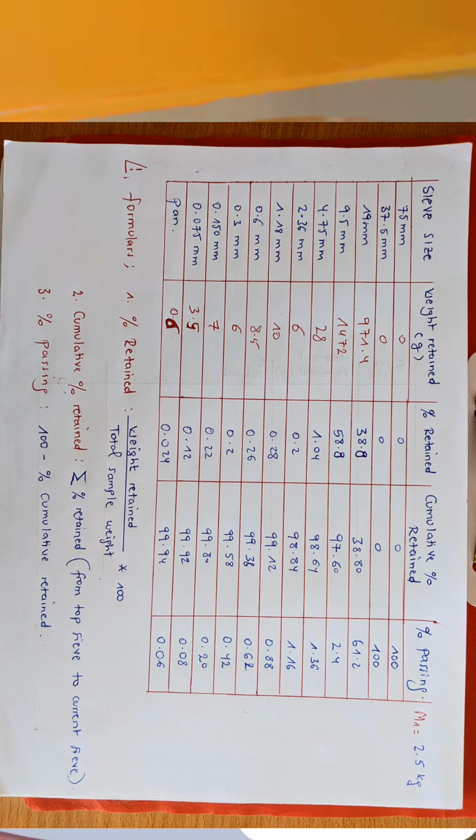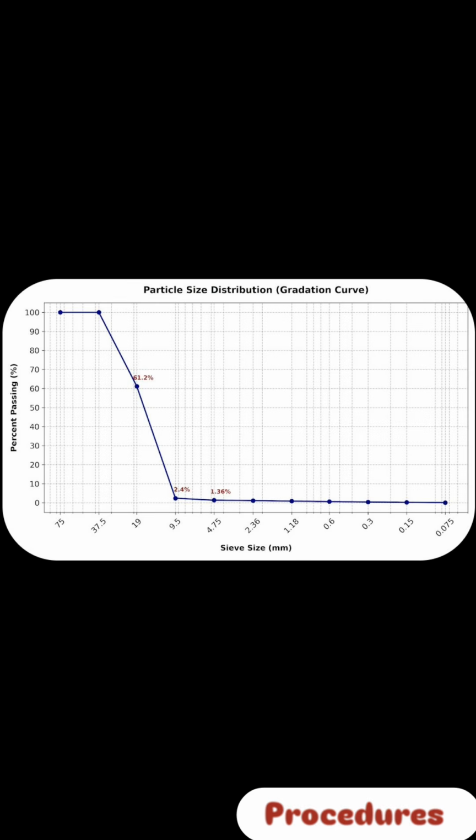Now let's use these official percent passing values to evaluate our sample. By plotting those values, we get our particle size distribution chart. Notice how the curve drops sharply between 19 and 9.5 mm, highlighting a high concentration of coarse aggregates. This smooth S-curve proves our material is well graded, ensuring the optimal compaction and structural stability required for road layers. Our sample officially passes the standard.